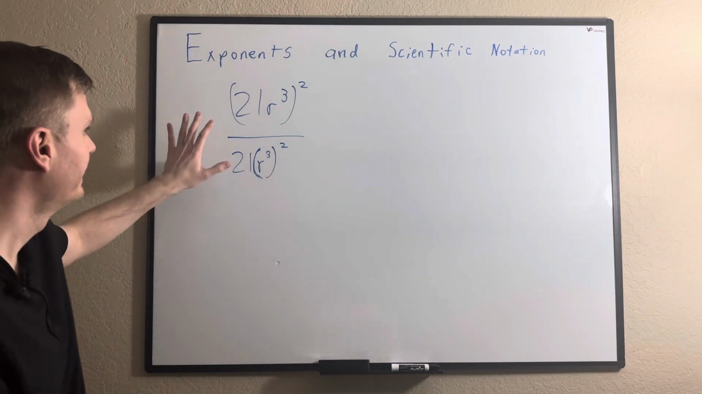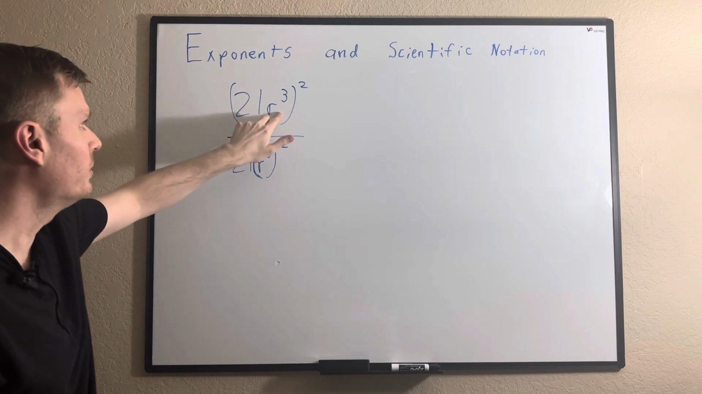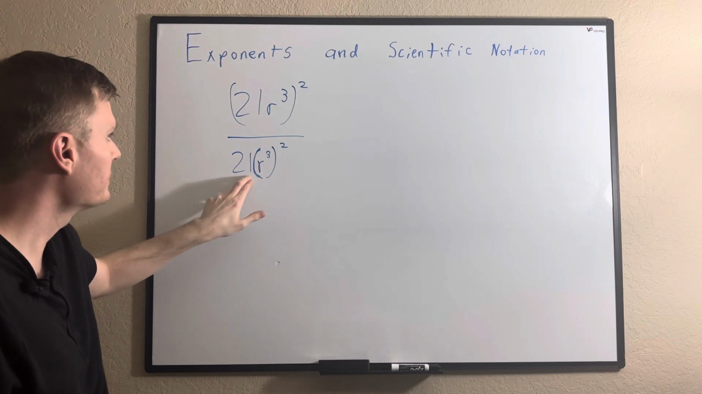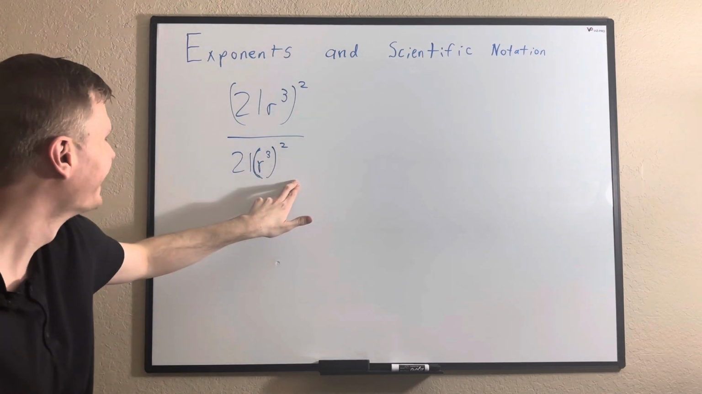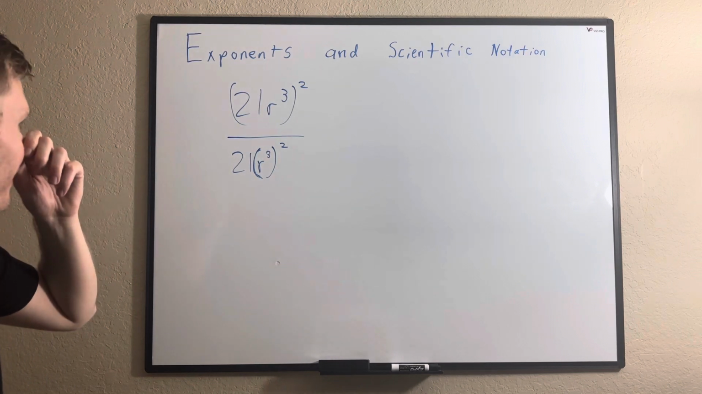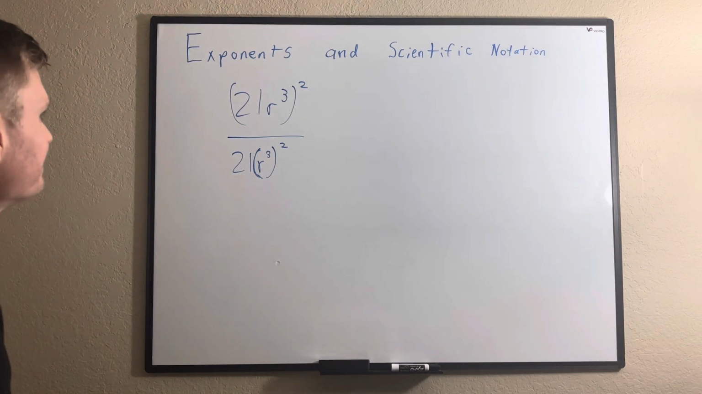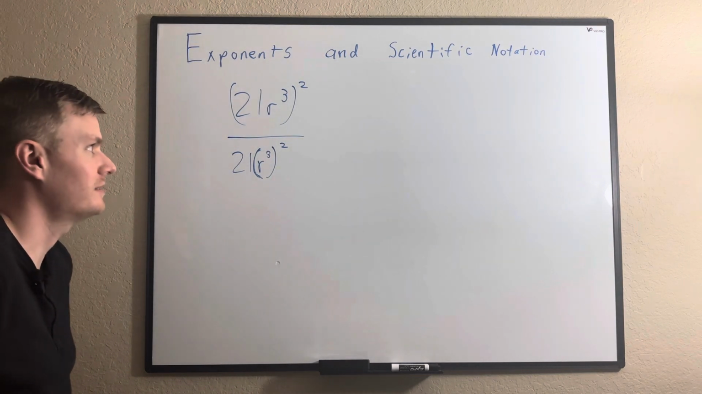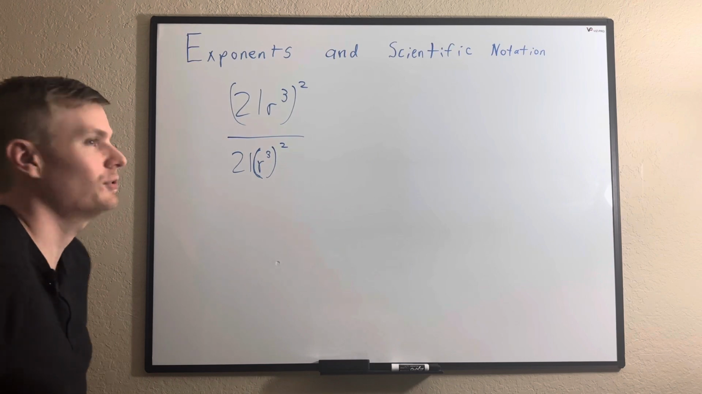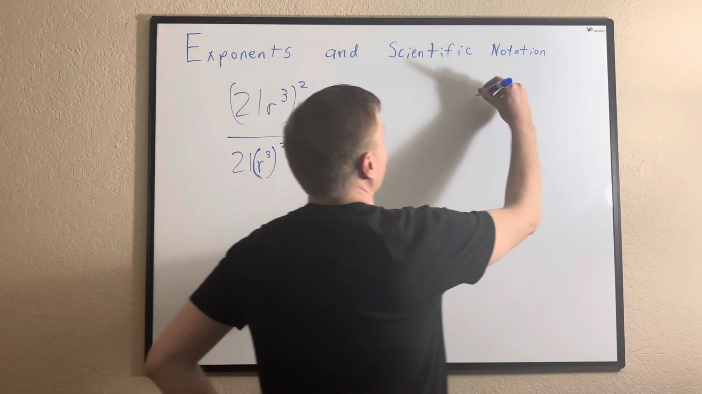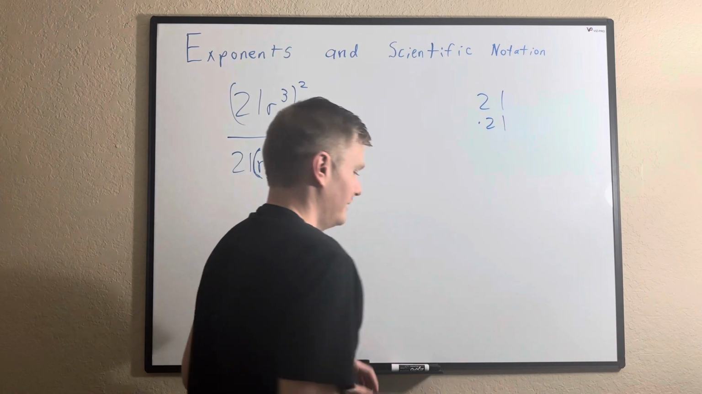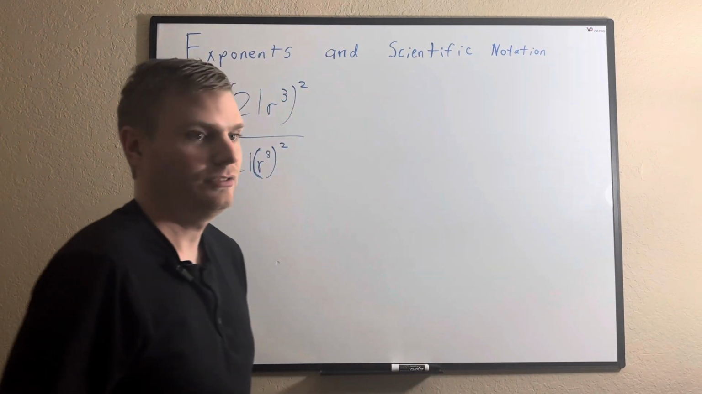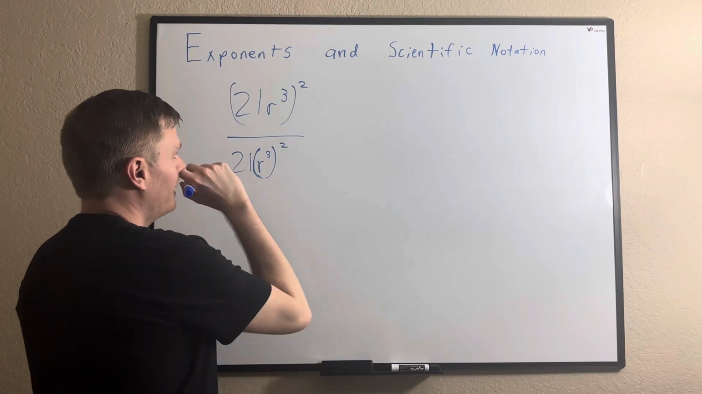Okay, can you read that? 21r cubed squared over 21 times r cubed squared. Oh. Like, geez, Joe, why would you ever give us 21 squared? That's 21 times 21. Who wants to do that? No. Hand me my calculator, please. What if I told you that you don't even have to do that? You could just do this in your head.